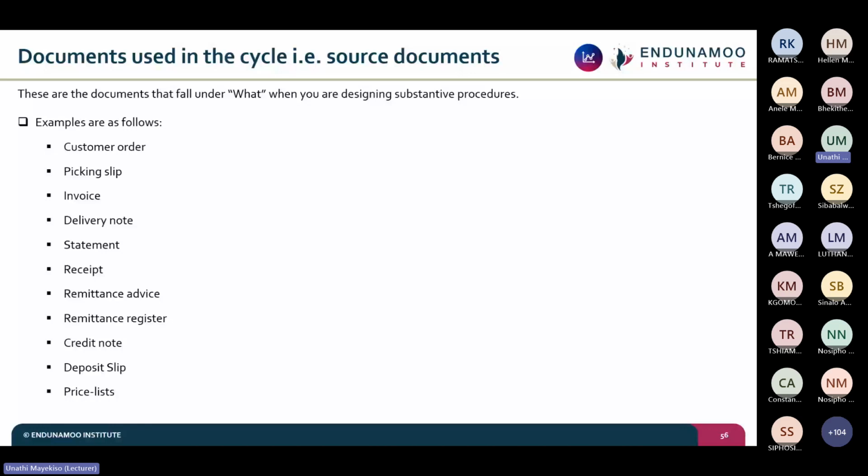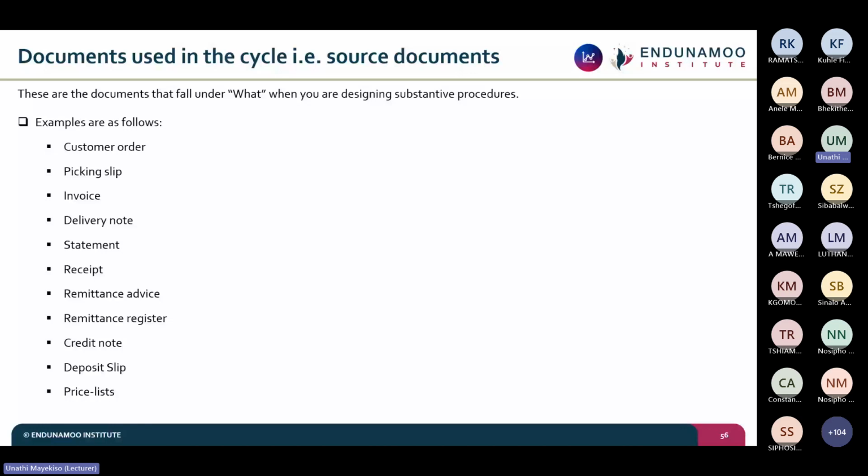You can get a credit note. If you are returning the goods, then they would issue you with a credit note, which reverses the invoice in the accounting records, and a deposit slip, because back in the day, people would go to the bank and they would fill out a deposit slip, and then they would give the teller money, and then the cashier would count the money using those machines that go, and then they would deposit your money into the bank account.